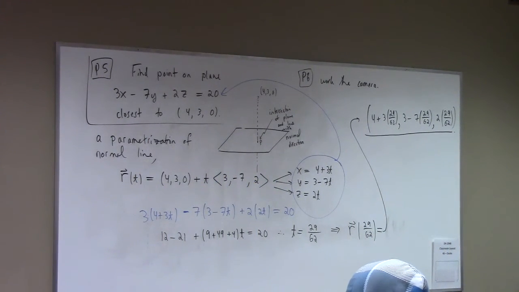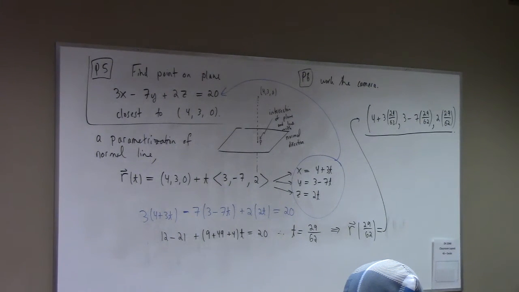Which is easier, the projection geometry way I taught you last time, or this way? Yeah, this way's faster. If we were also asked to find the distance, however, from (4, 3, 0) to that point we found, then perhaps using the projection way would be faster, right? Because then we want to find the distance.